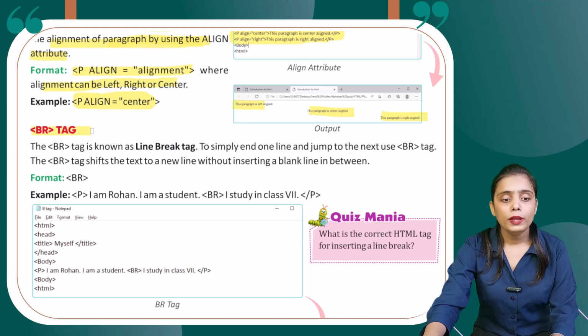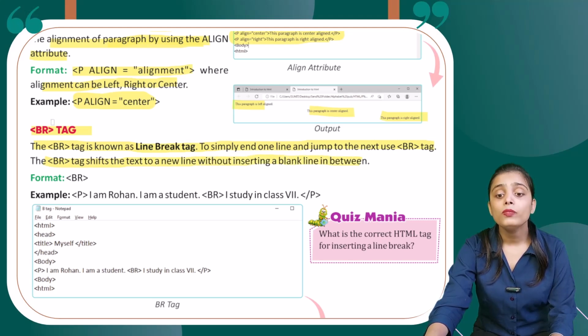Now BR tag, that is break tag. So the break tag is known as line break tag. To simply end one line and jump to the next, the BR tag shifts the text to a new line without inserting a blank line in between.